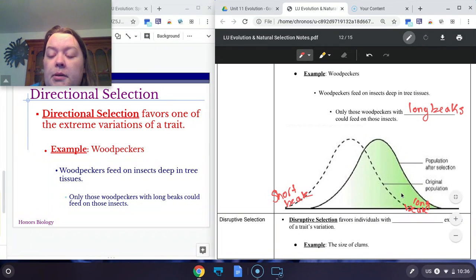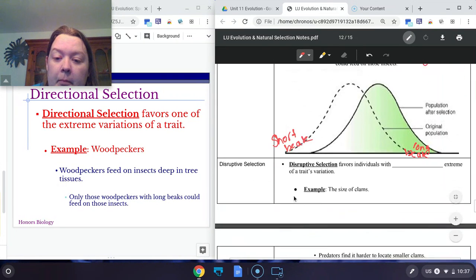Woodpeckers with the longer beak are going to be more beneficial. So instead of being in the middle, there's going to be more woodpeckers selected to have a long beak because having a long beak is the most beneficial. In these graphs, the darker shaded region shows how many organisms have each size beak. So there's very few with a small beak. There's some with a middle-sized beak, but there's many, many more with a long beak. So it's favoring the longer beak.